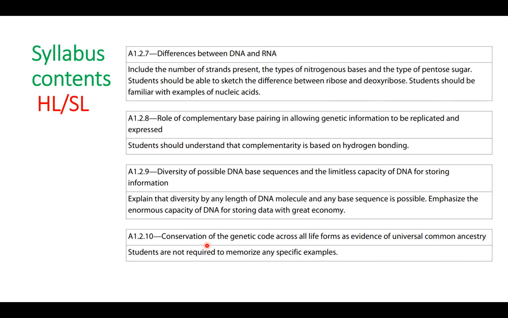Then we will talk about conservation of the genetic code across all life forms, which maintains the evidence of universal common ancestry, like we have studied in so many books, that we all come from a common ancestor. So we'll talk about that also, how DNA is giving evidence that yes, we are emerging from a common ancestor.